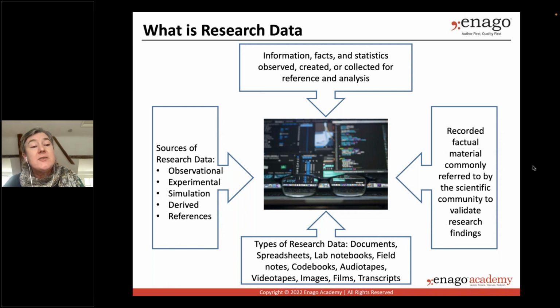The kinds of activities which could generate it include observations, experiments, simulations, models, derived data sets, and also references or even searches. So as you can see, there's a really wide range of activities, formats and processes that can generate research data which underlie research activity.